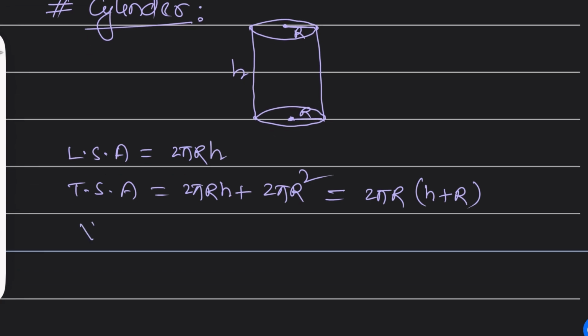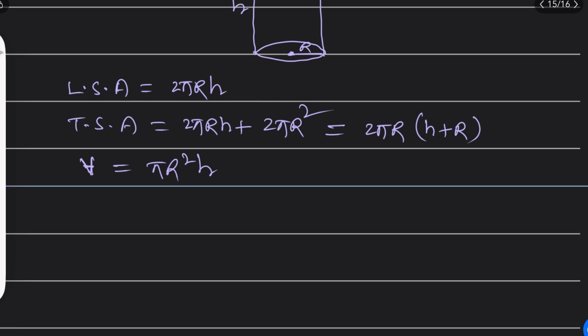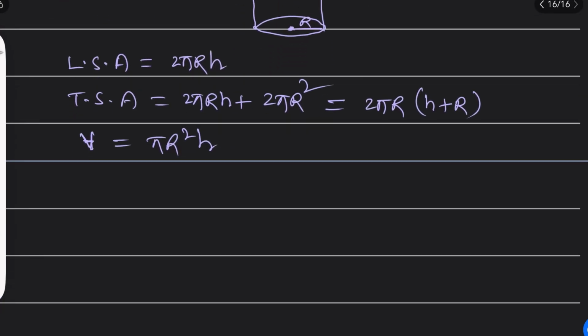For volume, whenever I write V, it is used only for volume. The volume of this cylinder is pi r squared into h. So pi r squared h is the volume of the cylinder. Cylinder done.